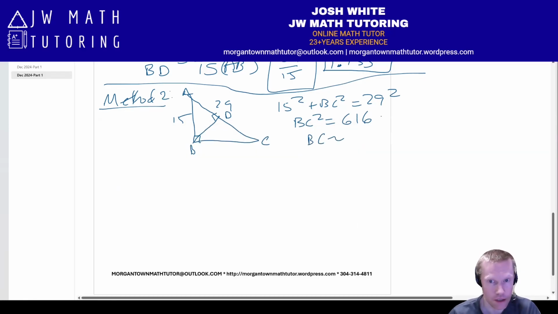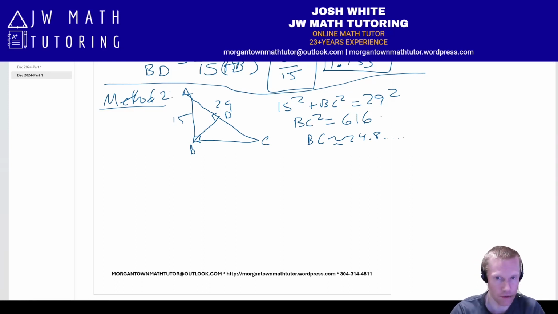So BC is approximately 24.8, whatever. But I have the exact value in Desmos. That's what I'm going to use to get my answer. Now, what we have to do is find BD. So the way I'm going to do that is I'm just going to use some basic trig.